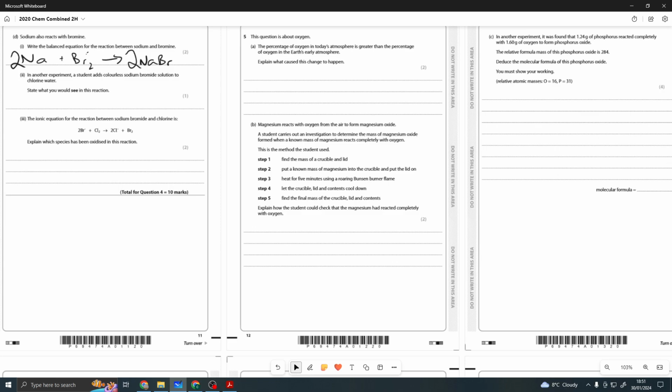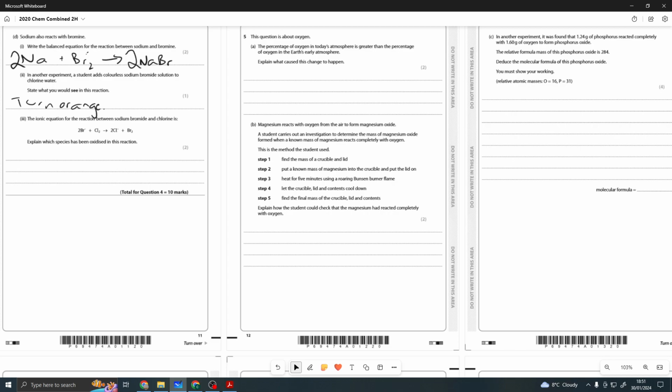That's sorted. Now in another experiment, a student adds colourless sodium bromide solution to chlorine water. What will happen then? Obviously, the chlorine will displace the bromide from sodium bromide to make bromine, so it would turn orange, simply put.